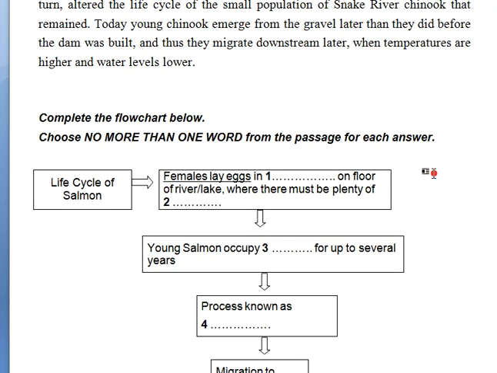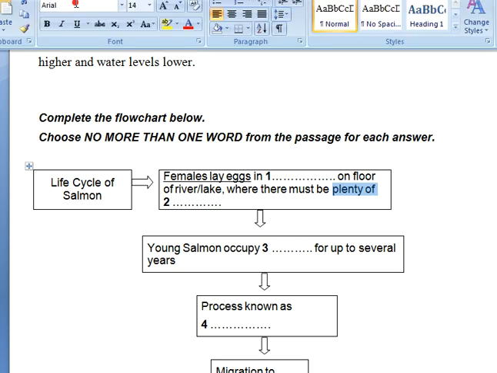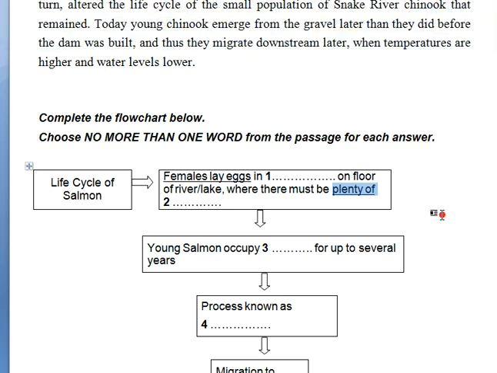Now I'll see the second keyword. On floor of river lake where there must be plenty of what? Okay, so we have to find a river or lake where there must be plenty of what? So perhaps this plenty of can be a very handy keyword. So what I'm looking for, plenty of what is there in the river.